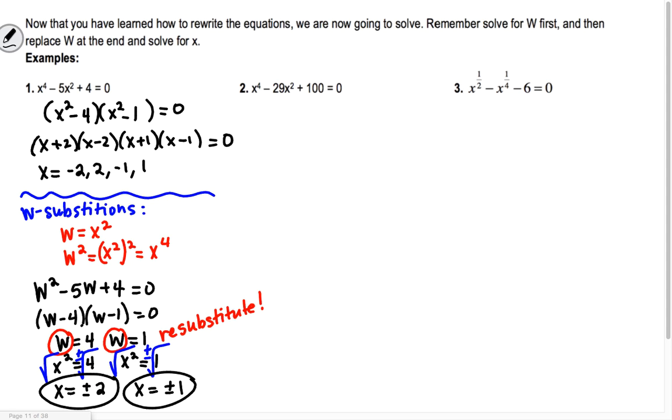All right, so the next one, x to the 4th minus 29x squared plus 100. First we're going to decide what W is. So let W equal x squared. What is W squared then? X to the 4th. That's what we wanted. So when we replace, we get W squared minus 29W plus 100 equals 0. We then try to factor.